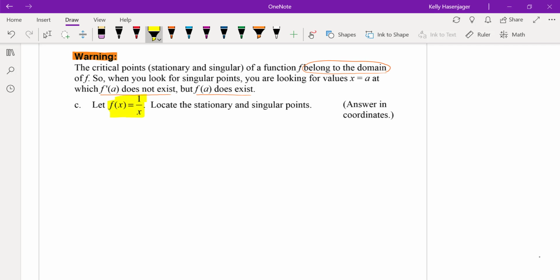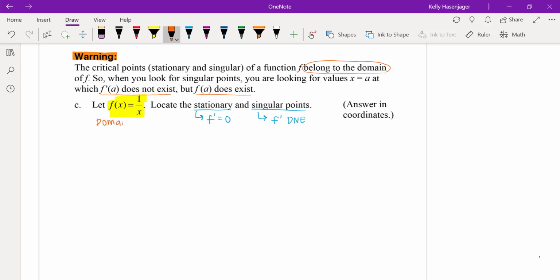We have f of x being 1 over x, and once again, we're asked to find the stationary and the singular points. For the stationary points, we're going to repeat again and again that the stationary points are where the derivative is 0, and the singular points are where the derivative does not exist. To answer both of those, we want to take the derivative, but first let's take a little sidestep and talk about the domain.